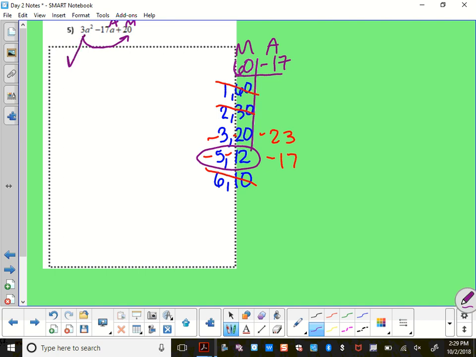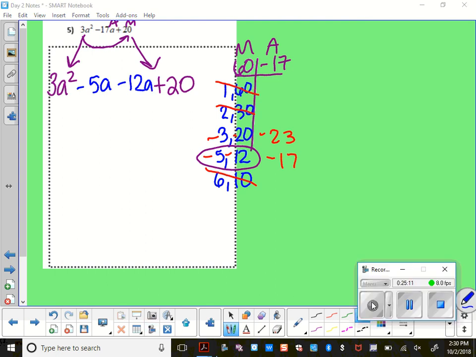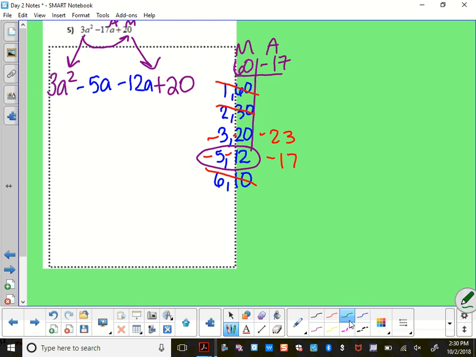All right, my 3 swings back, so I have 3a squared. And then I pull down a positive 20. On the inside, I am writing negative 5a and negative 12a. I'm going to recalibrate. Alright, you guys split? On the left side, my GCF is just a. 3 and 5 have nothing in common. And when I divide, I get 3a minus 5.